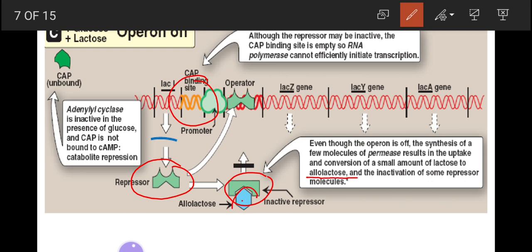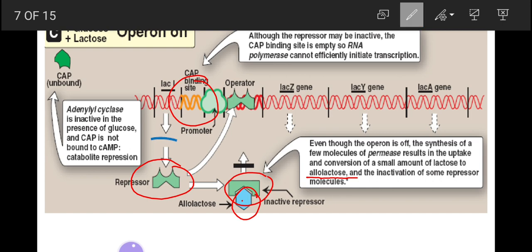This blue colored molecule is the allolactose, and inactivation of some of the repressor molecules occurs. So there is only a negligible amount of transcription, and the expression is at a very low level. So this was all about the LAC operon system.